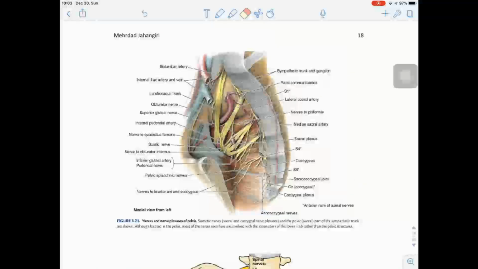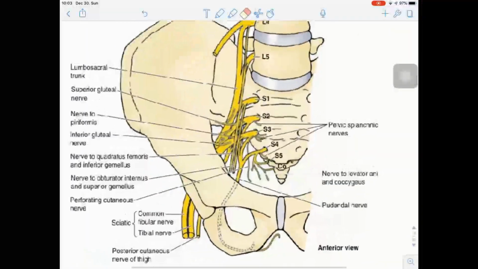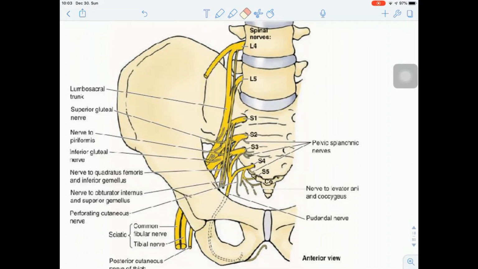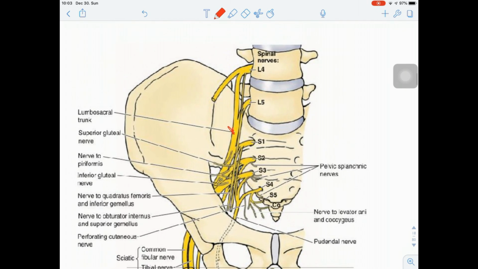This picture is quite familiar to you from last year. Here we are looking at the lumbosacral trunk, this guy, from L4 and L5. You would see it right next to the obturator nerve on the cadaver. If you imagine the psoas major muscle running down, you pull away the psoas major muscle toward the lateral side, and then right next to it you will find the lumbosacral trunk so nicely.